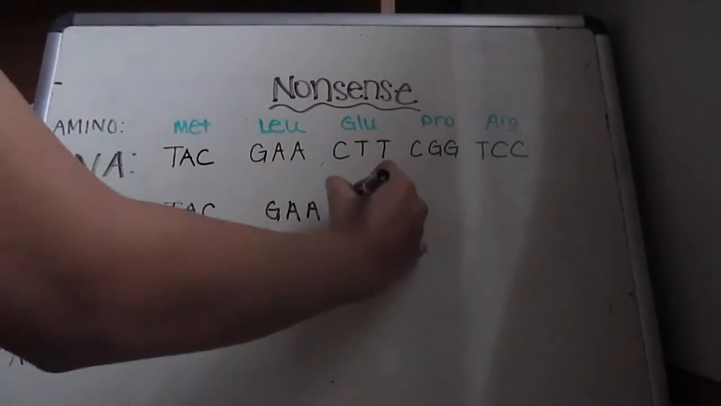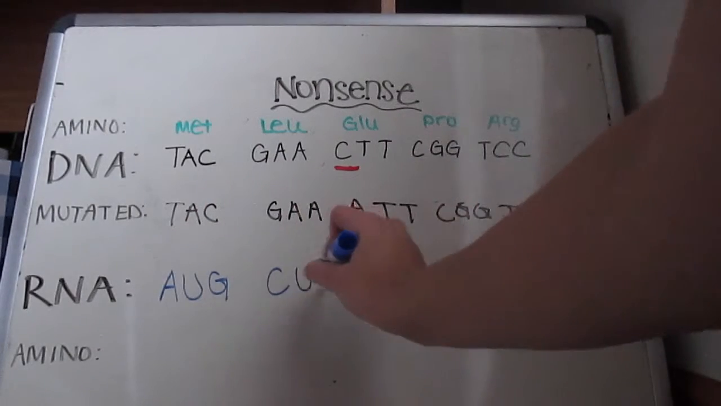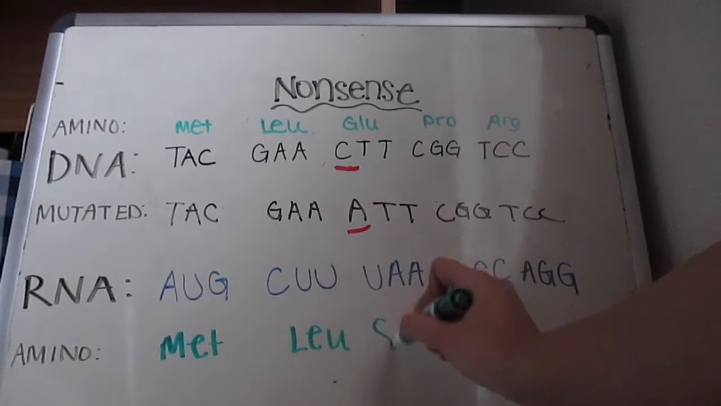For a nonsense mutation, the altered codon will become a stop codon. This results in a shorter, unfinished protein and a change in the base of DNA that stops the translation of RNA.